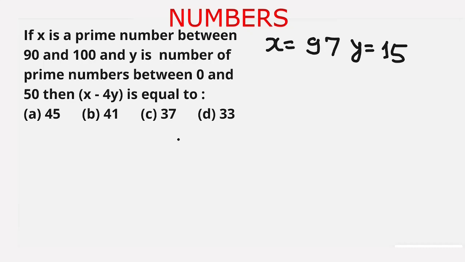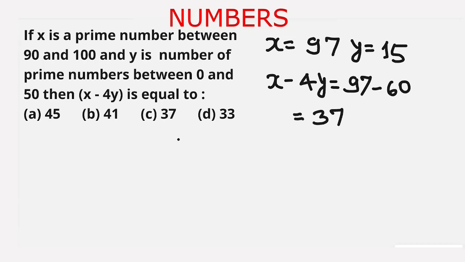Now we can solve the given question, that is X minus 4Y is equal to 97 minus 4 times 15, that is 97 minus 60 equal to 37. And from the given options, our answer is option C, 37. Hope you have understood the solution. We go to the next question.